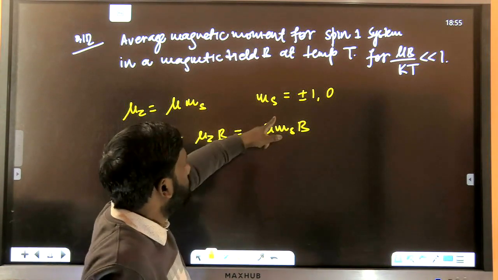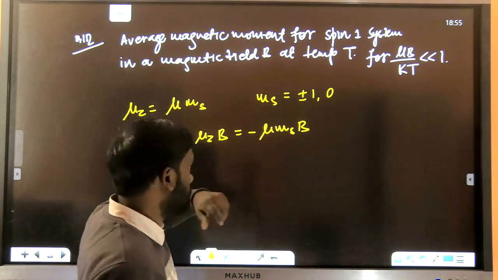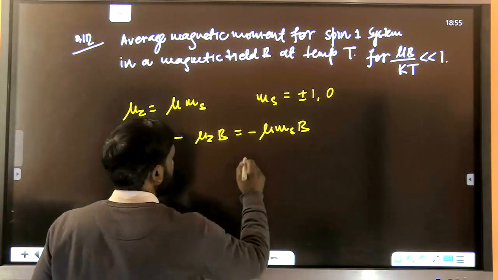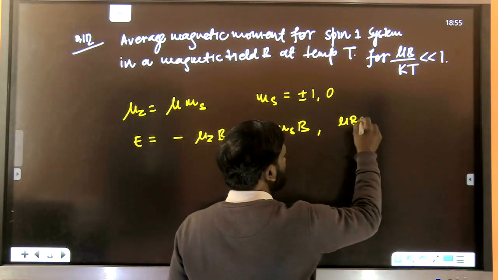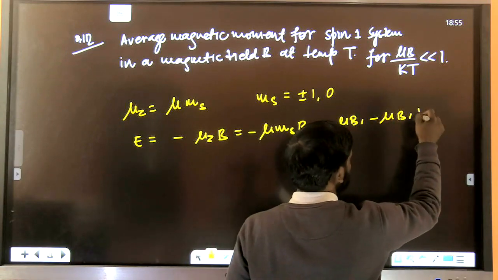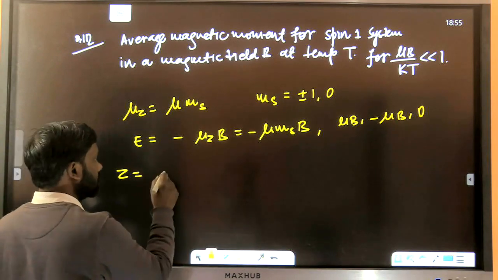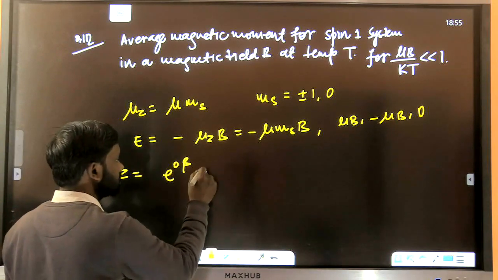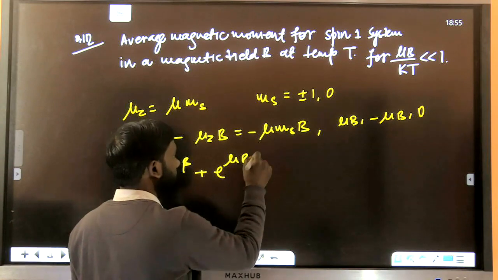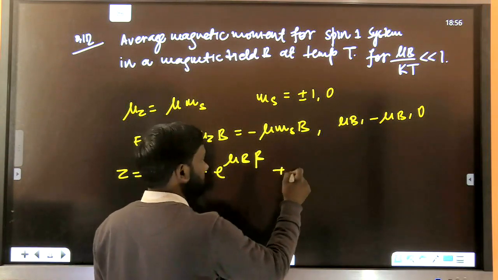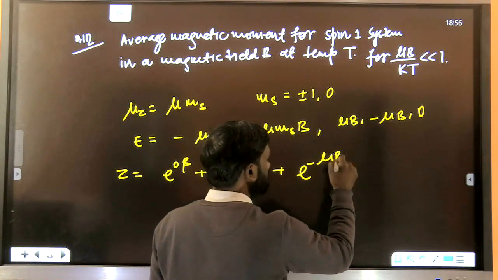Okay, and then you get plus mu b and you get 0 here. So there are 3 energies actually. You get here mu b, you get here minus mu b, and you get 0 here. So if you write the partition function, you get e to the power 0 into beta plus e to the power mu b into beta, where beta is 1 by kBT, plus e to the power minus mu b into beta.